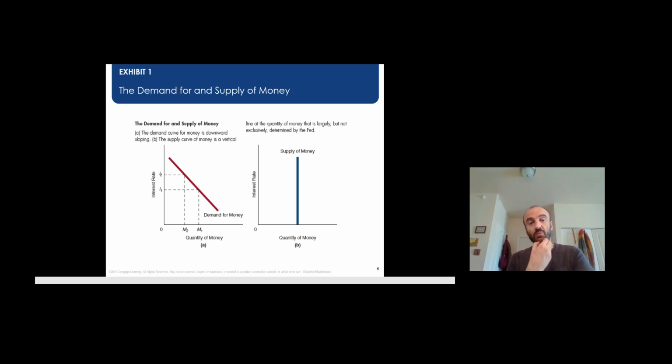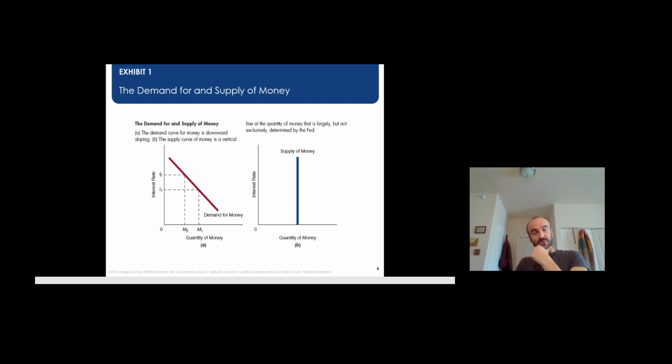And this is shown in a very simple diagram in this exhibit 1 in your PowerPoint. This is shown as this red downward sloping demand curve that shows a simple inverse relationship between the price of money or the interest rate, which is on the vertical axis, and quantity of money on the horizontal axis. As the interest rate drops from I2 to I1, the quantity of money increases from M2 to M1.